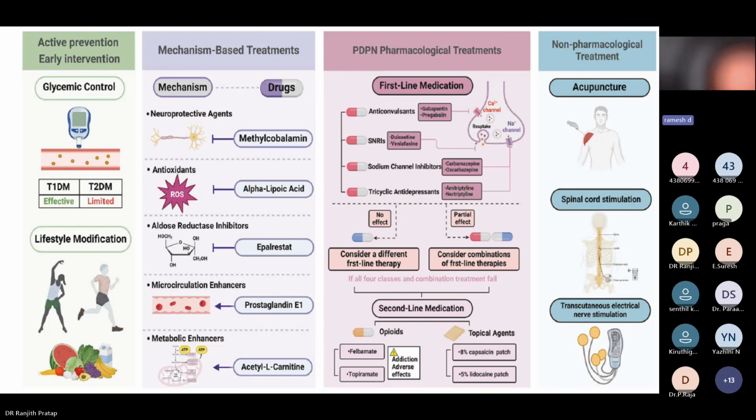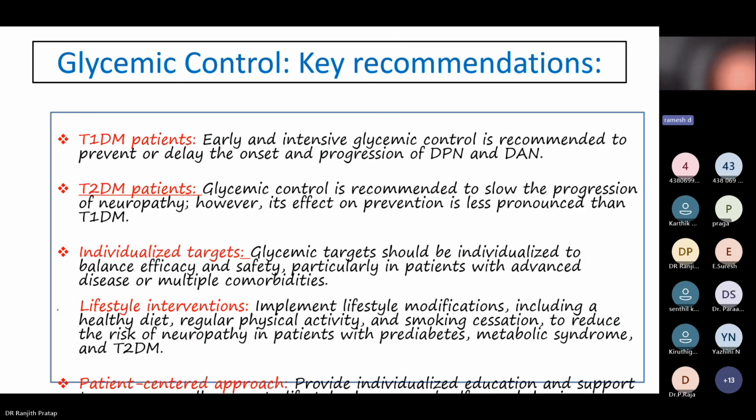The next part is the mechanism based treatment. Third will be the pharmacological management of painful neuropathy. The non-pharmacological management will be dealt with by the third speaker. For glycemic control, the key recommendation is that early intensive glycemic control is recommended to prevent or delay the onset and progression of diabetic peripheral neuropathy and autonomic neuropathy in type 1 diabetes. In type 2 diabetes patients, glycemic control is recommended to slow the progression. We can only slow it, we cannot prevent or delay it.